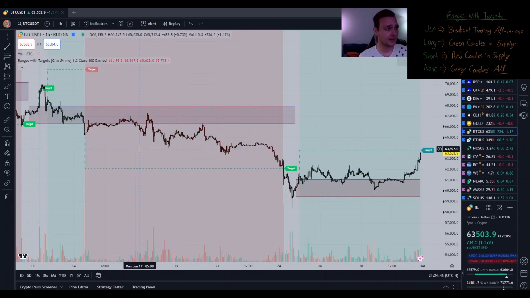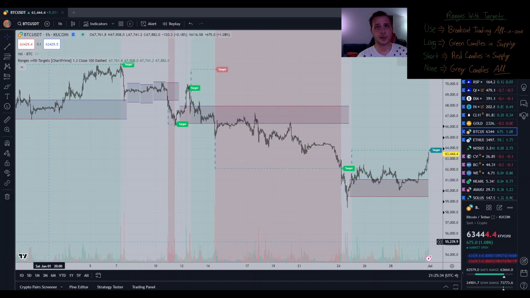Now on the short side of things, we're going to want to look for these red candles, as you can see right here, and we're going to want to start loading our short entry in the purple supply zone. And we also have our stop loss level up here at the very top of the supply zone, and our target right down here based on the risk parameters that we have set up in the settings.